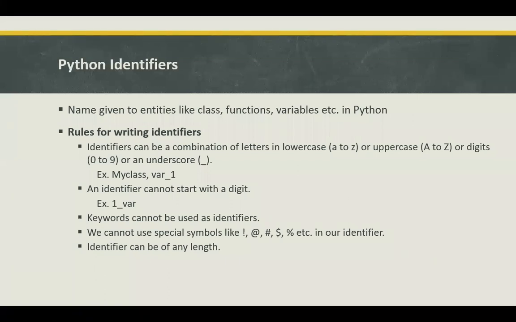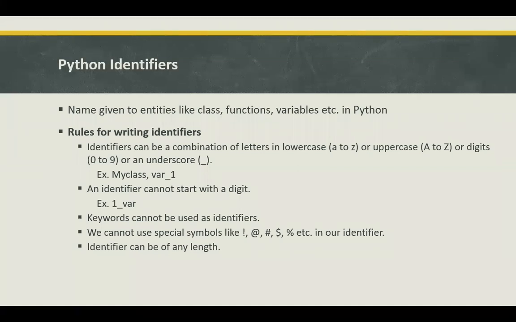By these identifiers you can easily identify which class it is. If there are a number of classes in one program, you can easily identify which class, which function, which variable. How are you able to identify? You have given a specific name to the entity. That's why we can say these are the Python identifiers.